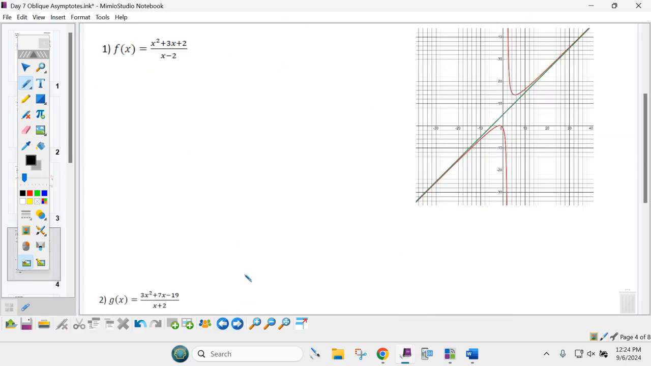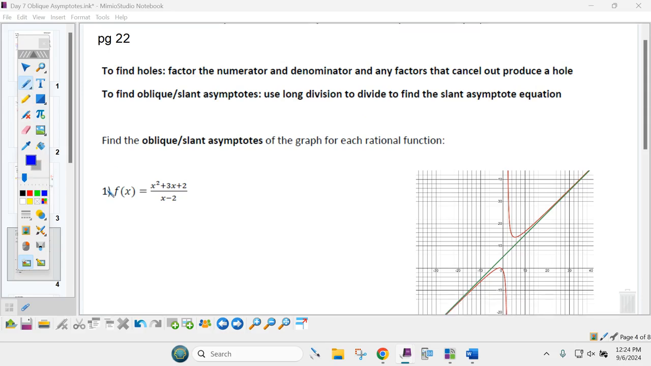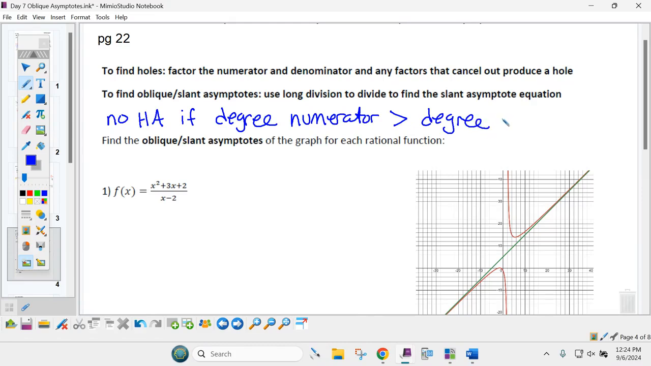Okay. As a process, we can find slant asymptotes with division. To find a slant asymptote, we are going to use division to find that equation. We said earlier, there is no horizontal asymptote if the degree of the numerator is greater than the degree of the denominator.